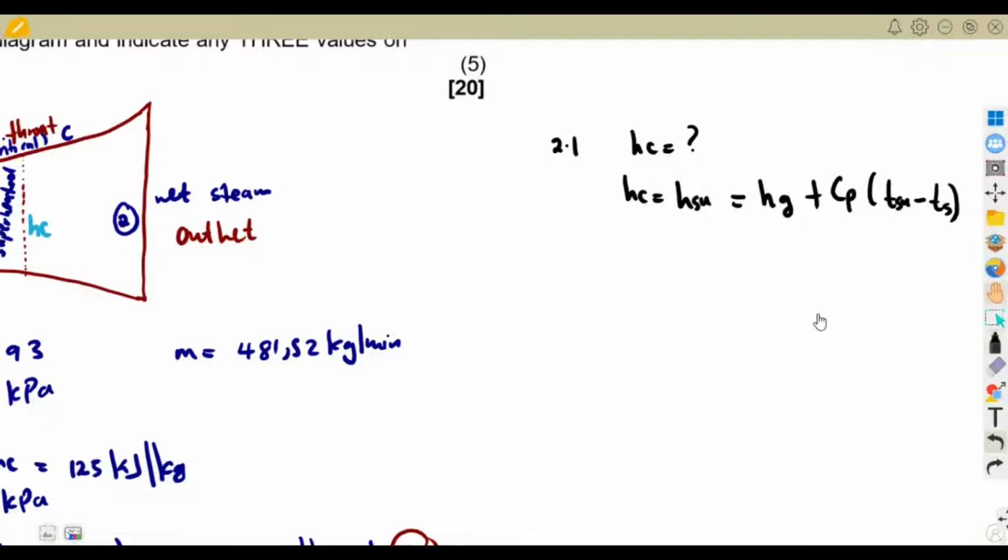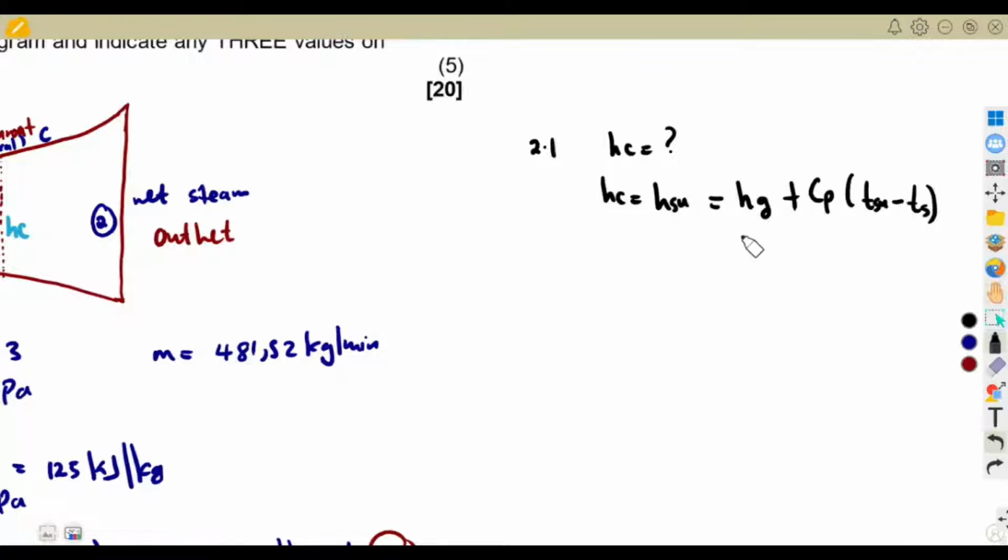This is the formula that we're given. We also had this formula from our N5 on calculating enthalpy for the superheated steam. So that is the one that represents your HC at the throat. You have to consider what type of steam is there.